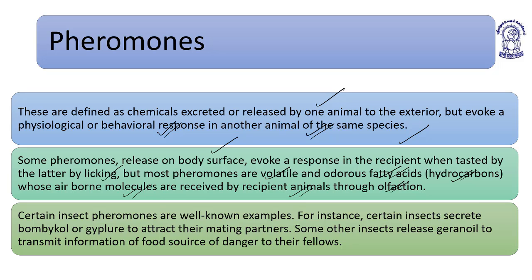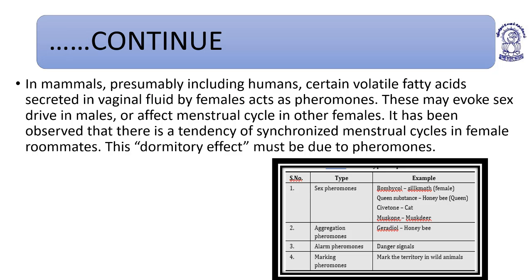Certain insect pheromones are well-known examples. For instance, certain insects secrete bombykol or gyplure to attract their mating partners. Some other insects release geraniol to transmit information about a food source or danger to their fellows. So geraniol, bombykol, and gyplure, they all are pheromones.